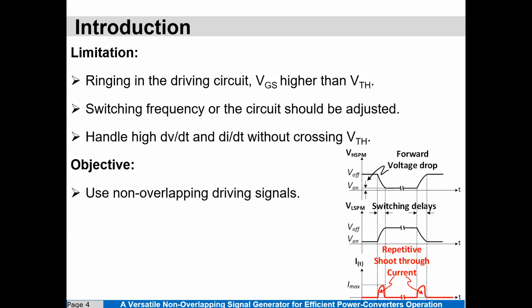The repetitive shoot-through current, called I_ST, is clarified, showing how it is generated in the unwanted gap of switching delays of the high-side power MOSFET and low-side power MOSFET with an amplitude of I_MAX. Hence, specific circuit elements are required to ensure a proper and efficient operation, including a non-overlapping signal generator for dead-time control.